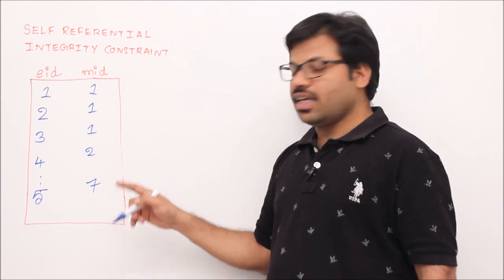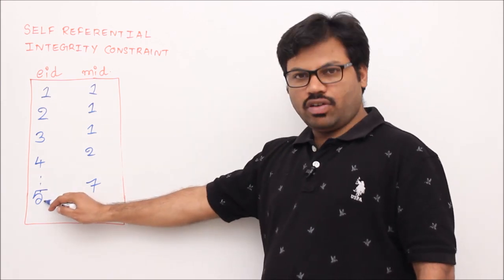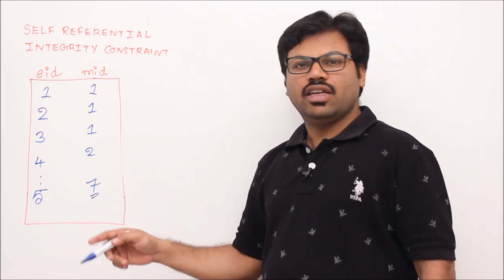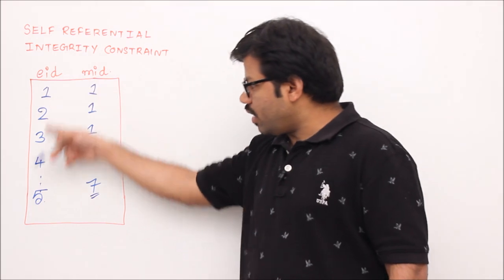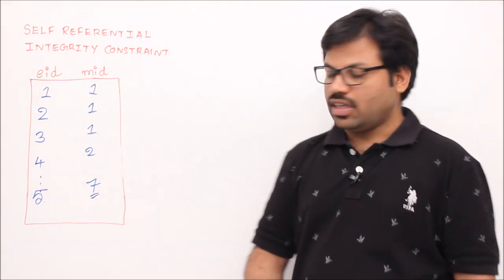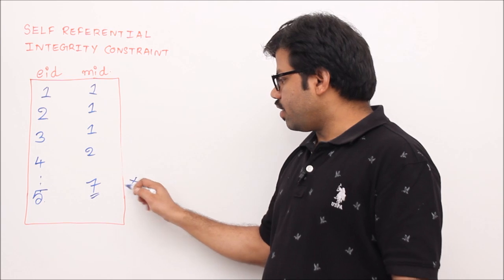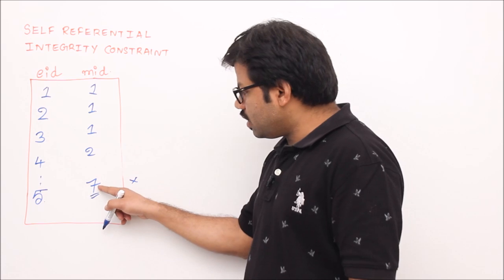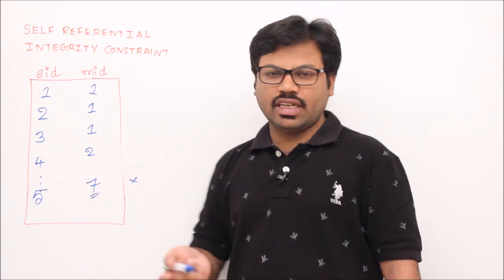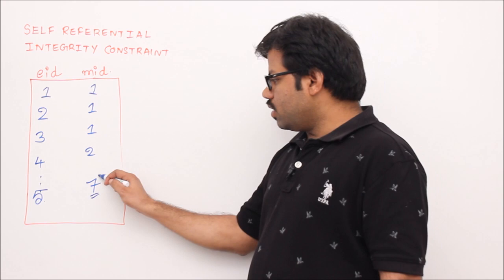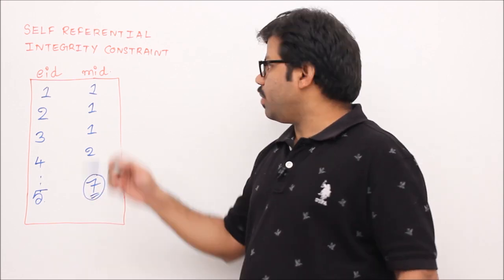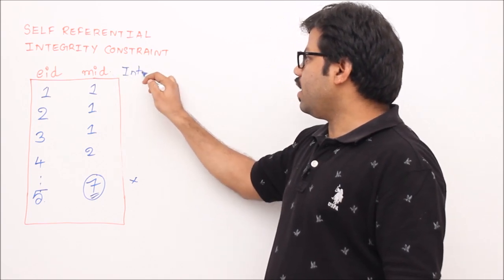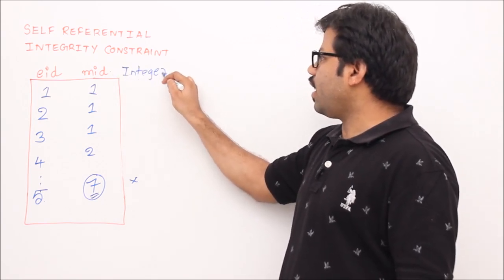So there is a mistake in this entry. 5 is an employee and you are saying that the manager is 7, but a manager should be one of the employees, and 7 is not at all in the employee set. So this is wrong data. Yet 7 is valid data by itself, because what is manager ID? It should be some integer, and if manager ID is defined as integer, any integer I can write.